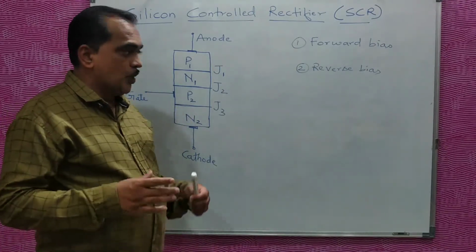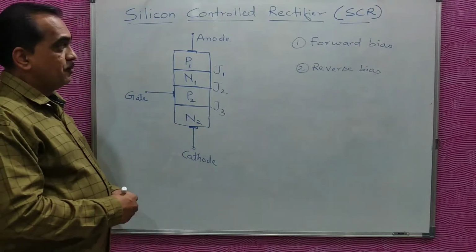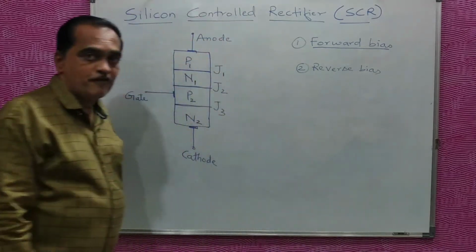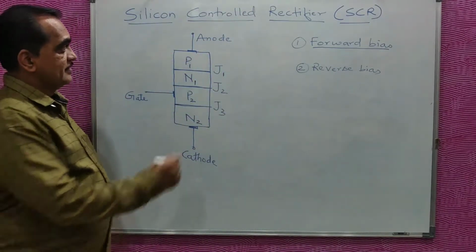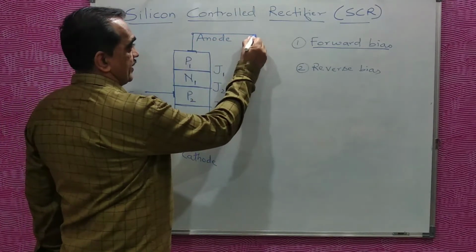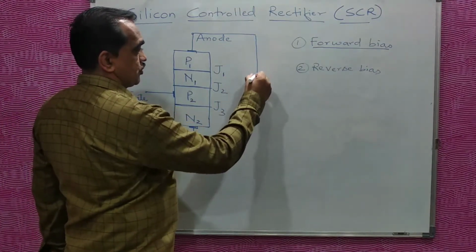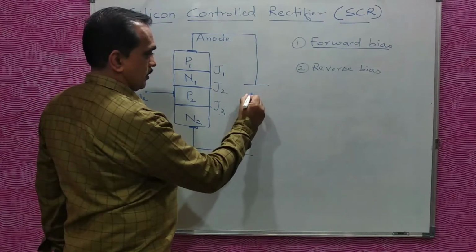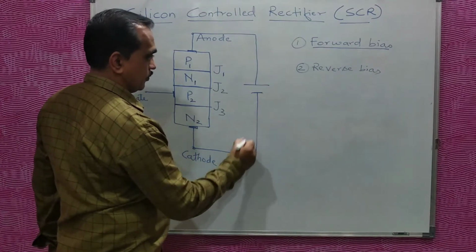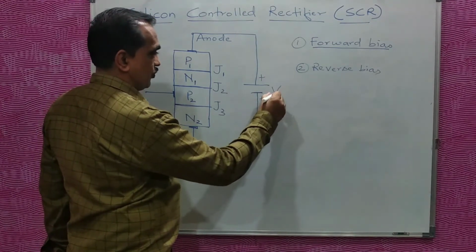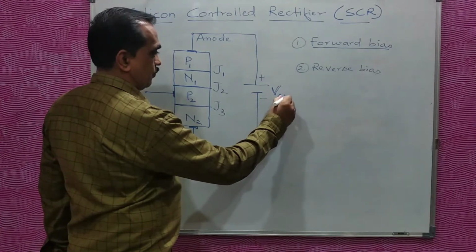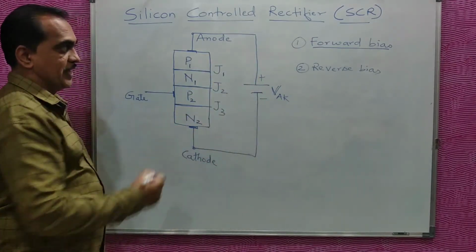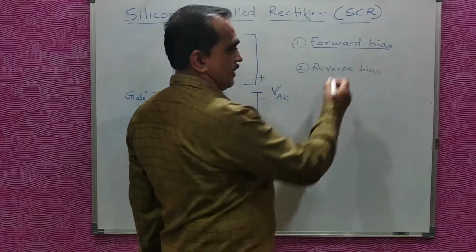Now, how does it operate? For almost all applications, it is used in forward bias. For operation in forward bias, the anode has to be connected to the positive terminal, and the cathode has to be connected to the negative terminal of a battery. So this is the battery, plus minus, this is the voltage between anode and cathode. The anode should be positive with respect to the cathode, then you are in a forward bias condition.